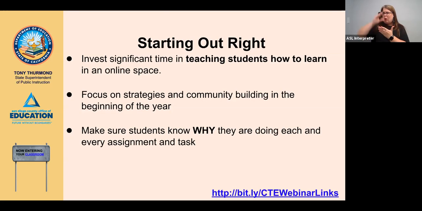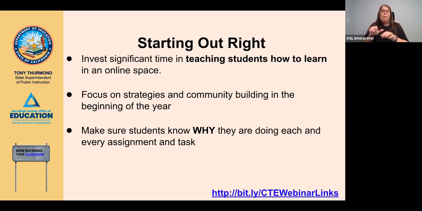So thinking about what strategies can support community building: CTE is a community and our students are used to being in communities. And so how do we build that within our digital classrooms in the beginning of the year, maybe through small groups that are assigned, cohorts, for specific performance tasks? That would be one example.